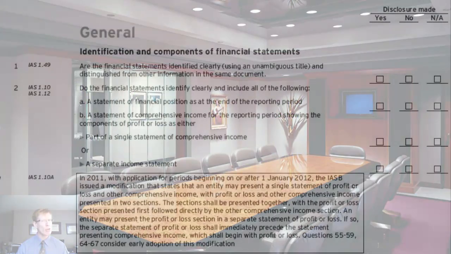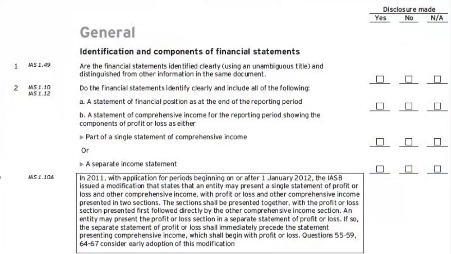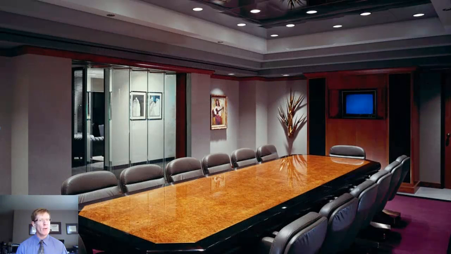Next, we have disclosure checklists. And disclosure checklists are horrible things that can literally go on for hundreds of pages. But their purpose is to simply ensure that everything that should be disclosed in the financial statements has been disclosed by the client. Which brings us to the final evaluation.